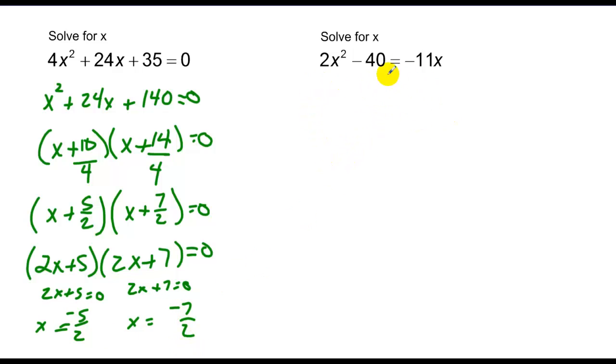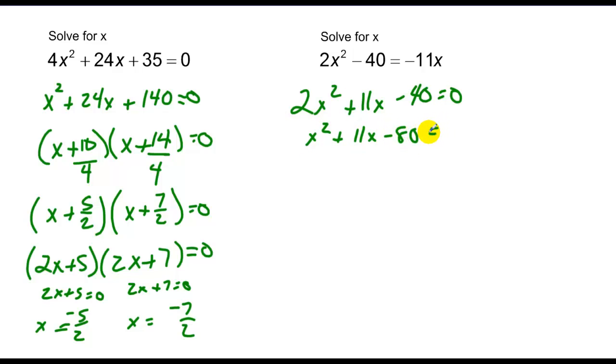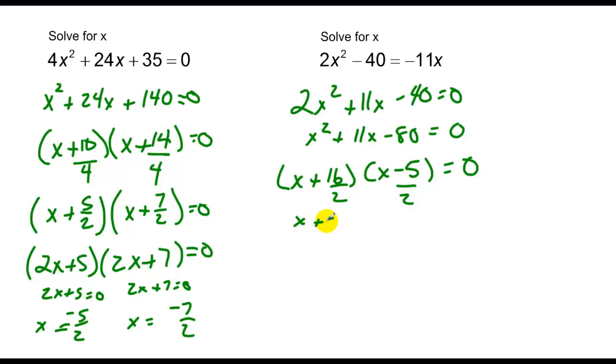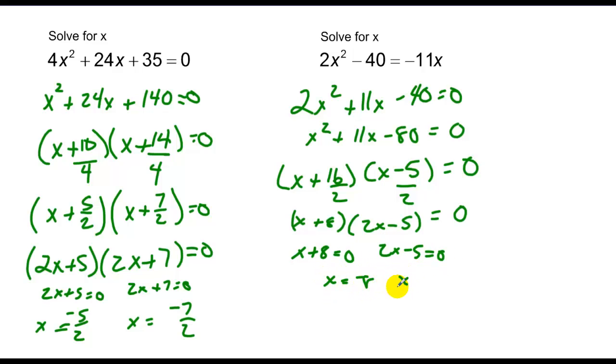In this case, we notice it's not set equal to 0, so do so. And go through the same process, multiply. Find out what multiplies to 80, adds to 11. That's x plus 16, x minus 5. Divide by 2 in both cases. First term reduces. Second term, I bring my remaining denominator forward, so I have x plus 8 equals 0, 2x minus 5 equals 0, so x equals negative 8, and x equals 5/2.